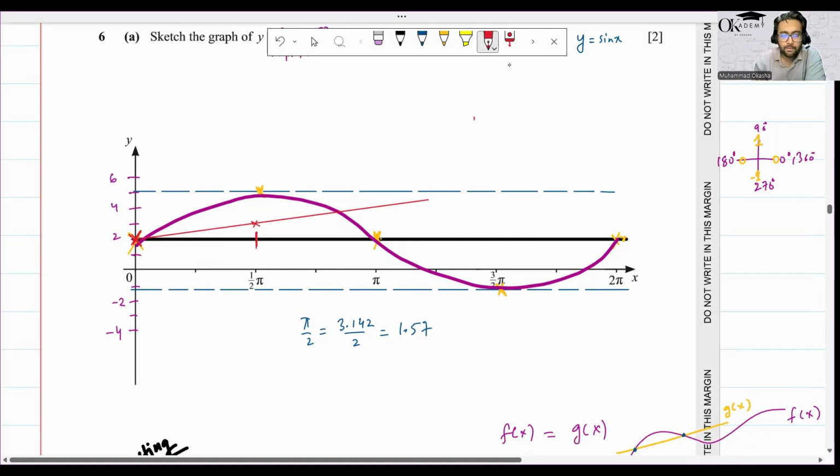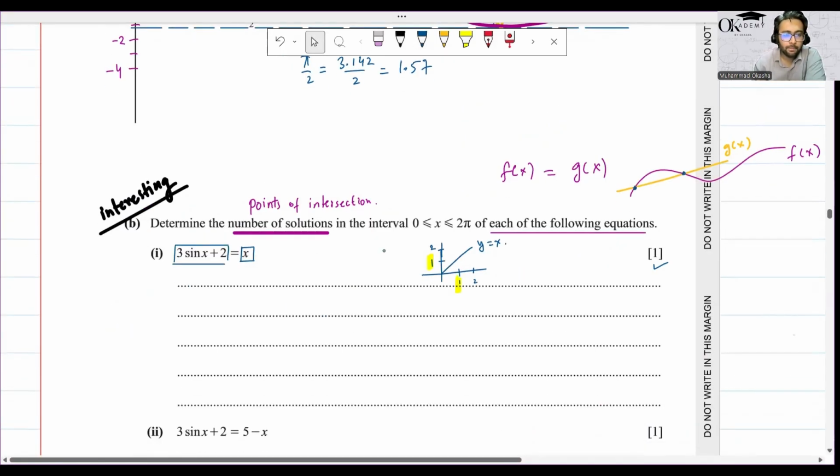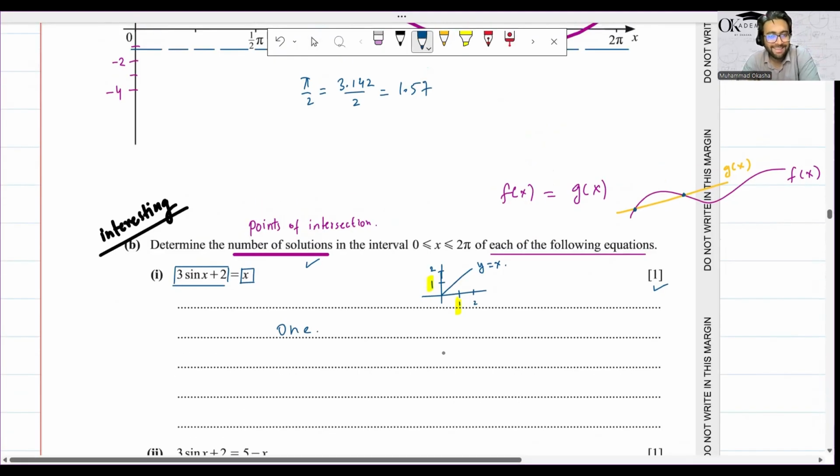Now let's go back and see what we're doing. We're trying to find the number of points of intersection of 3 sine x plus 2 equals x. We already have this function drawn right here, and we just drew this line. How many points of intersection are there? There is one point of intersection. So, given the number of solutions, you would just say one. That's all we had to write actually.